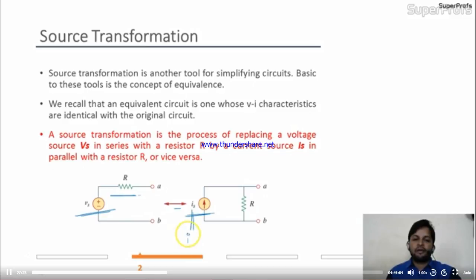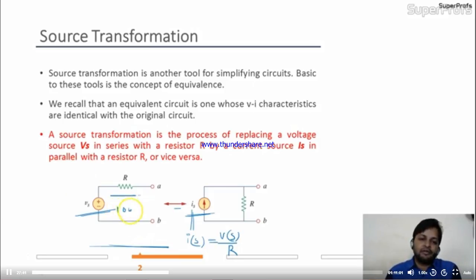Here the value of Is by Ohm's law is nothing but Vs by R, simply Vs by R. So now we can say these two circuits are equivalent to each other, meaning they will not introduce any change into the circuit. If this one is a 100 rupee note, you convert it into two 50 rupee notes. Is it okay to you people?